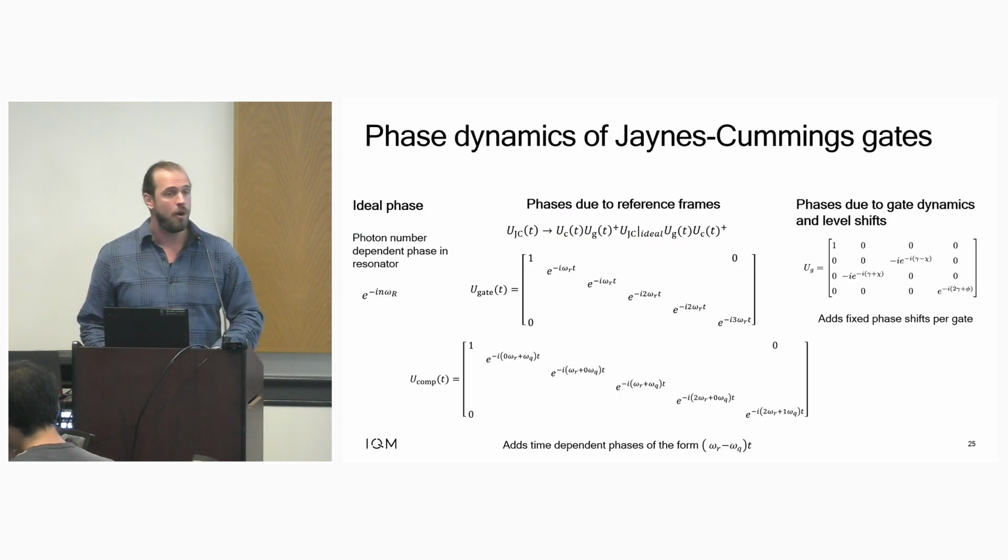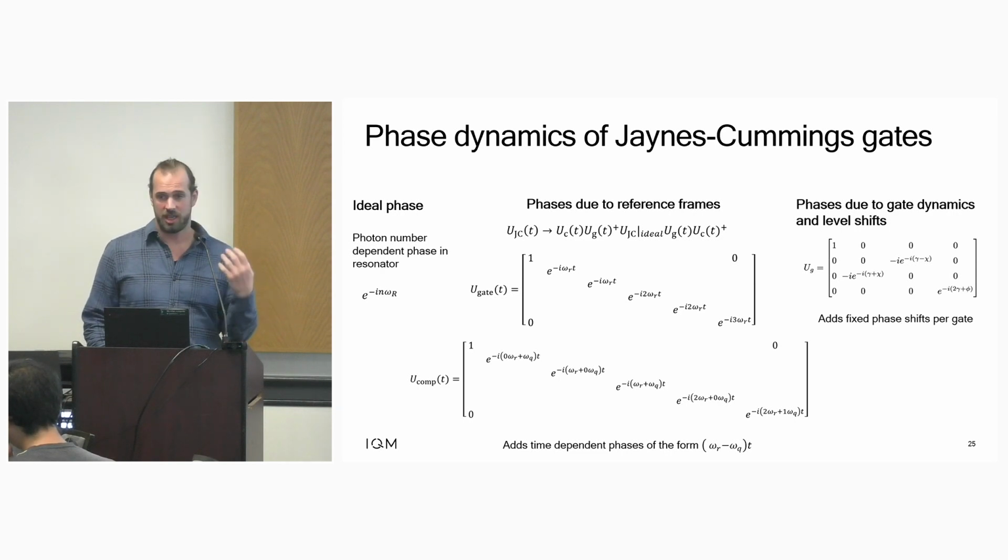So if we want to do more sophisticated things, we need to consider some of the phase dynamics of what a real Jaynes-Cummings gate would do. If we consider the qubit-resonator system, we have some ideal phases. An example of an ideal phase would just be the number-dependent phase that any state in the resonator would acquire. Additionally, we have phases that are due to the fact that when we apply the gate, we tune the qubit from its idling configuration into resonance with the computational resonator.